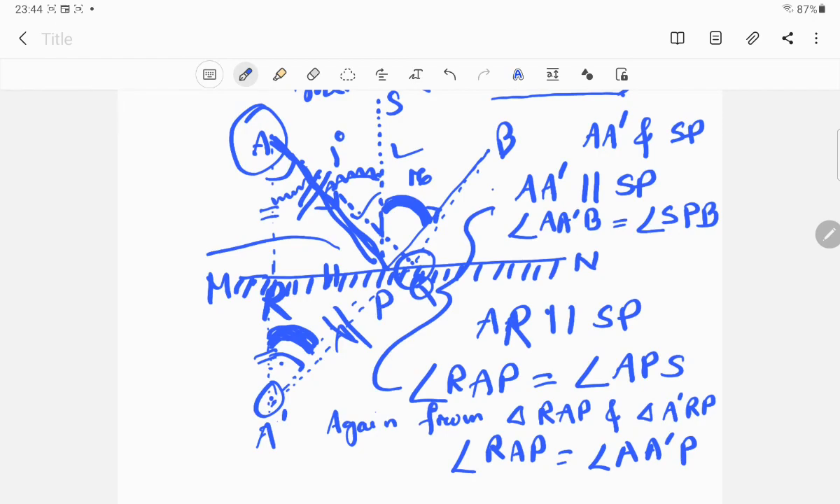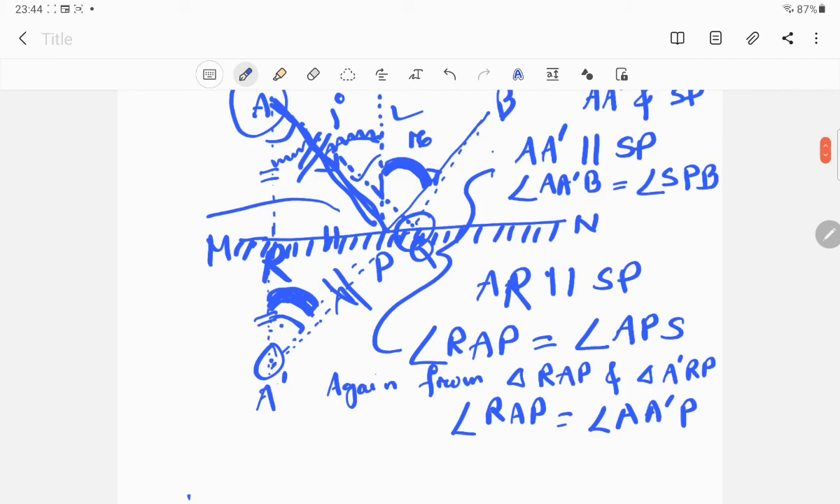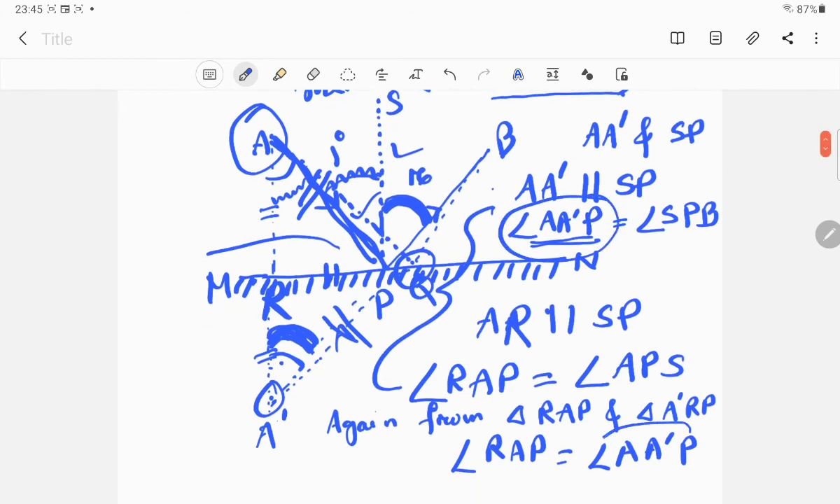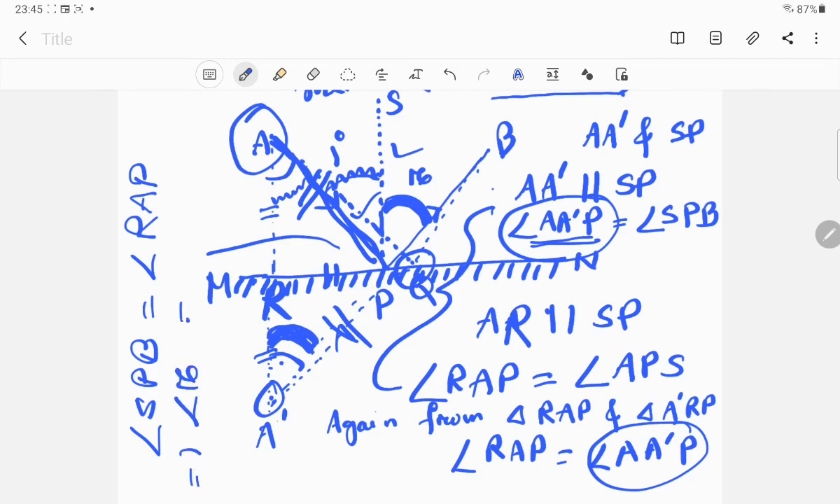So this A dash B, you can see here, this A dash B is nothing but A dash P. Just be careful. So we have these two equal, isn't it? So what do we get? That angle SPB is equal to angle RAP. Alright. So angle SPB is nothing but angle R.